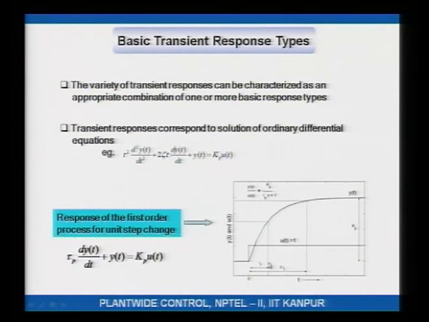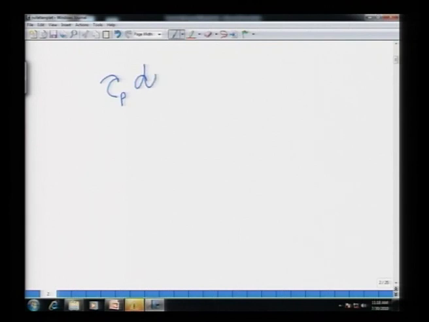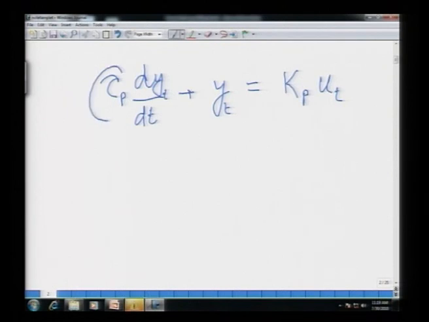Okay, I think I need to explain this. So here is the differential equation. Here is a first order differential equation, the simplest differential equation, tau p dy by dt plus y is equal to kp times u, and y is a function of time, u the input could also be a function of time. Now, if the u is a step, this tau p is known as the time constant of this first order differential equation. It is called the time constant.